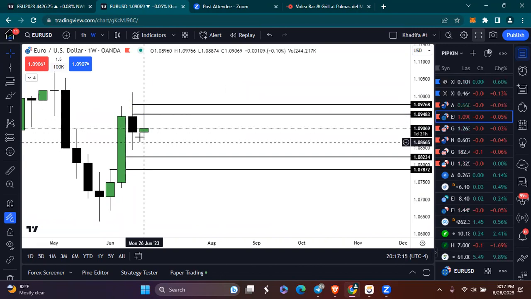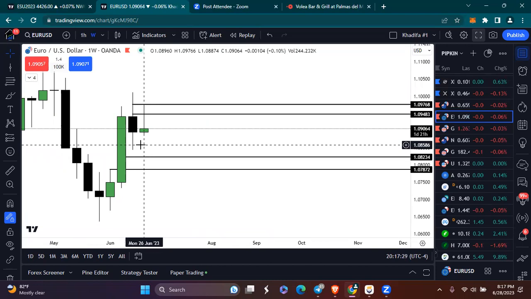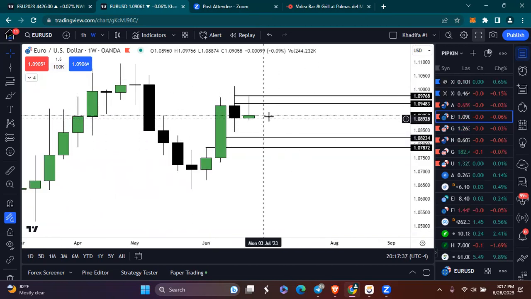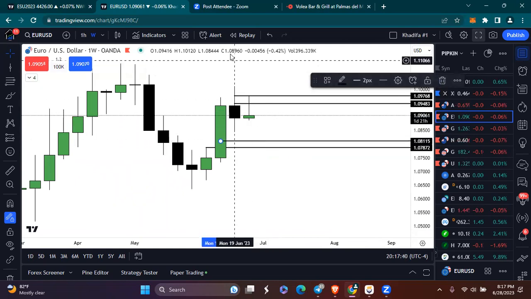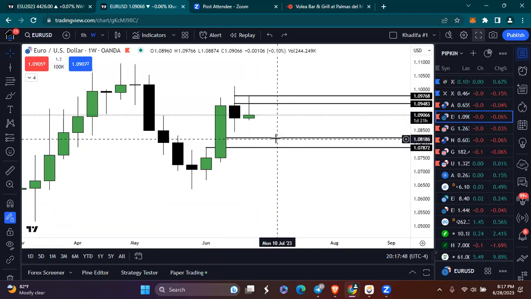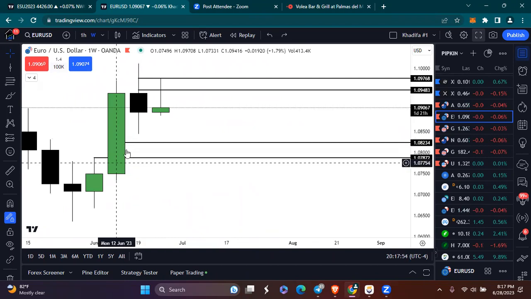We pushed up today, ran up into last week's PD array, right? 62 in the 79 level. So I want to see us pull back down to at least retest this upper discount array for this weekly PD array.